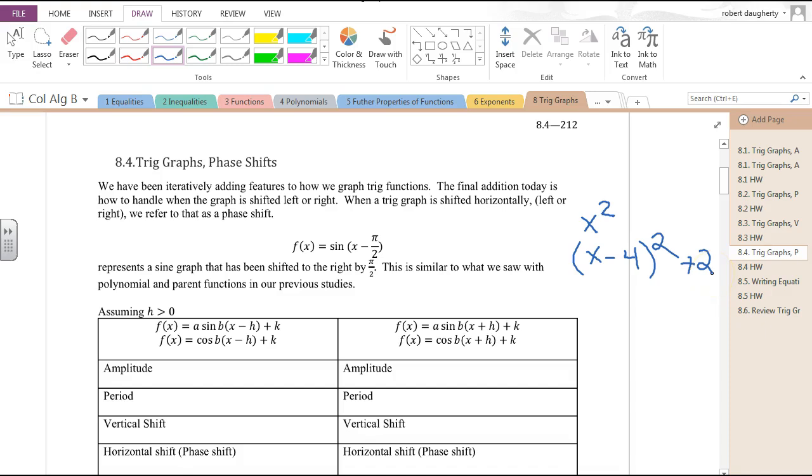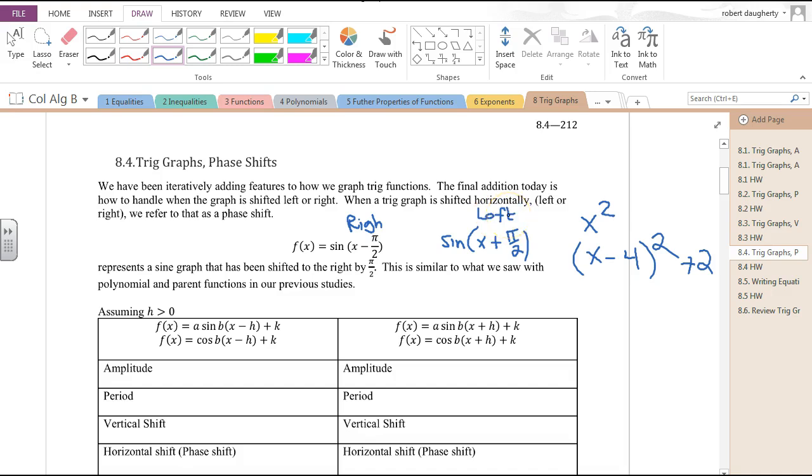So same thing happens with trig graphs, okay? So this is going to move the sine function where? Not down, to the right. How far? Pi over 2, okay? So this is going to move the sine function to the right, pi over 2. And if you had the sine of x plus pi over 2, that moves it where? To the left, okay?